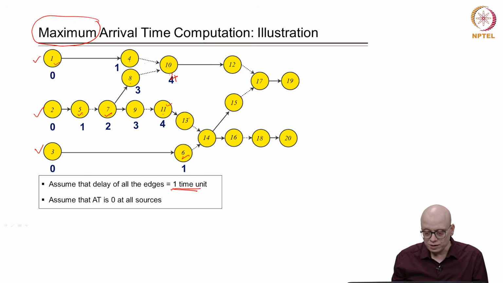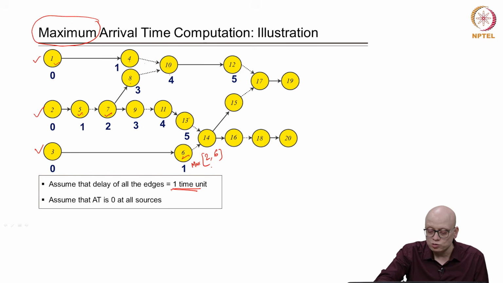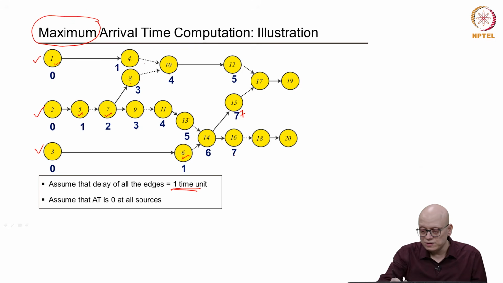Now, similarly, we can compute the arrival time at 13 and 12, those will be 5, and then we cannot compute for 17 because 15 we do not know. Now, for 14 we can compute the arrival time as 5 plus 1 is 6 and 1 plus 1 is 2. So, out of these, the maximum of 2 and 6 is 6. So, the arrival time at 14 will be 6, and the arrival time at 15 will be 7 and the arrival time at 16 will also be 7.